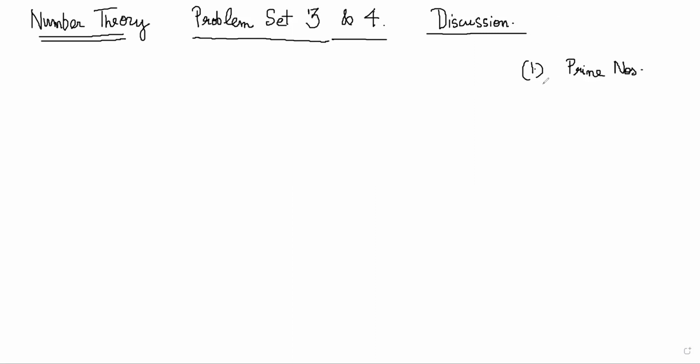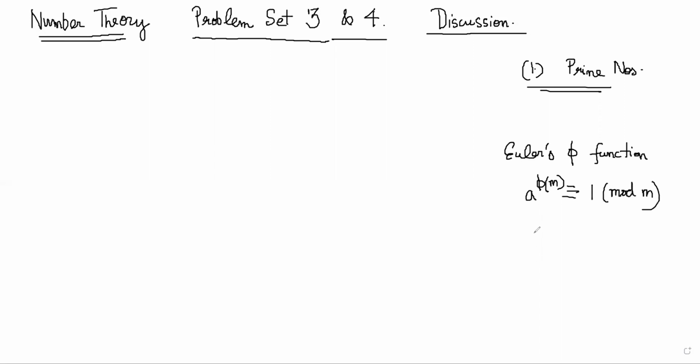So in the last class, we had covered Euler's phi function, right? Phi function we had seen, and before that, we had also seen Euler's theorem: a to the power phi(m) is congruent to 1 mod m, right? And we had also seen Fermat's little theorem. So Fermat's little theorem, phi function, and Euler's theorem. These are the things that we have covered so far.